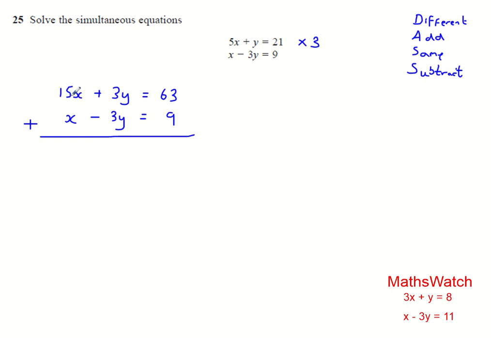So with the x's, 15x plus x is 16x. 3y plus minus 3y is 0. They cancel each other out. And that's what we want. We want one of the letters to cancel out, which then leaves us with 63 plus 9, which is 72. We can now work out the value of x by doing 72 and dividing it by 16.